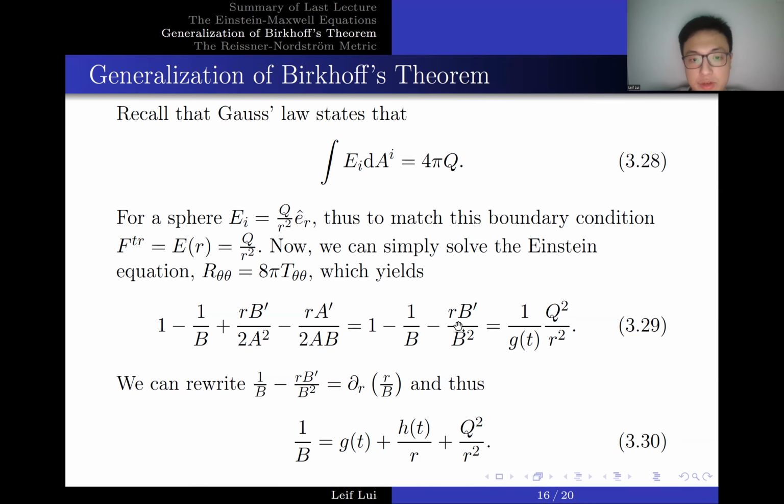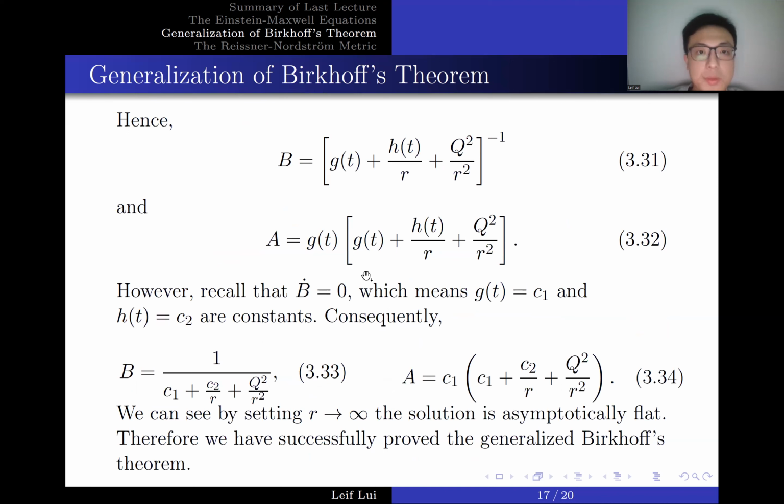So if we can rewrite this term as partial r of r over b, what we can do is subtract one side by the other and just rearrange the equation to get 1 over b is equal to g of t plus h of t over r plus q squared over r squared. So this is the general solution, right? So this implies that b is equal to this and a is equal to this.